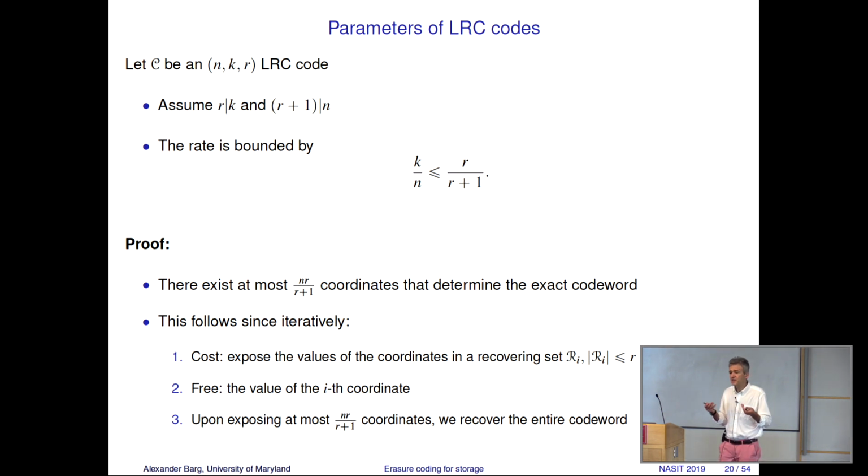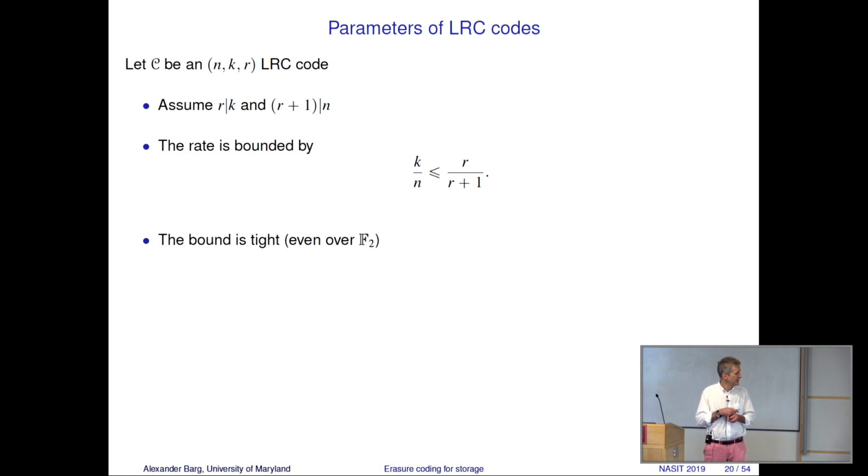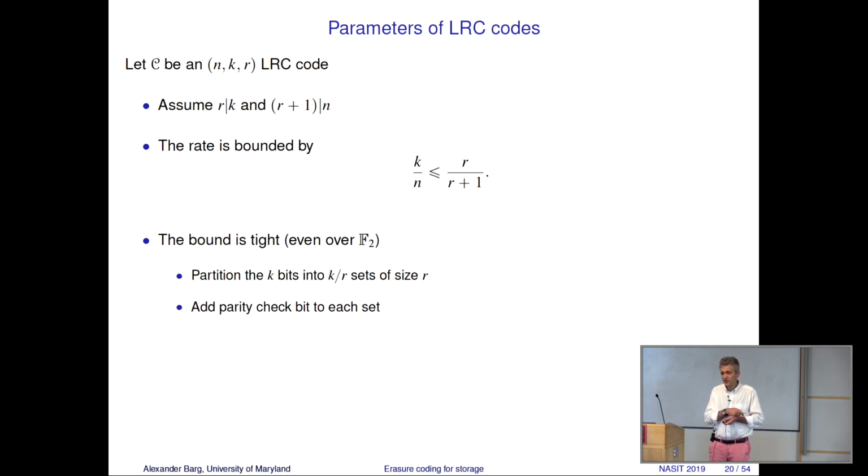Right? So there are dependent symbols. That's why the rate cannot be very high. All right, that's the rate. This bound is tight because we can construct codes of that rate, specifically partition the k bits into k over r groups of size r. We have assumed divisibility. Attach a parity check to every such group, and that is a locally recoverable code of the rate exactly r divided by r plus 1. So even over F2, the field of 2 elements, this bound is tight.